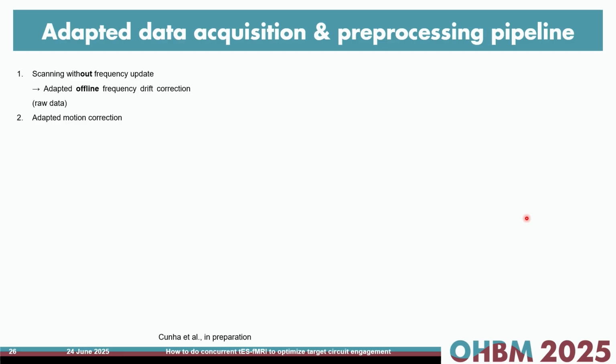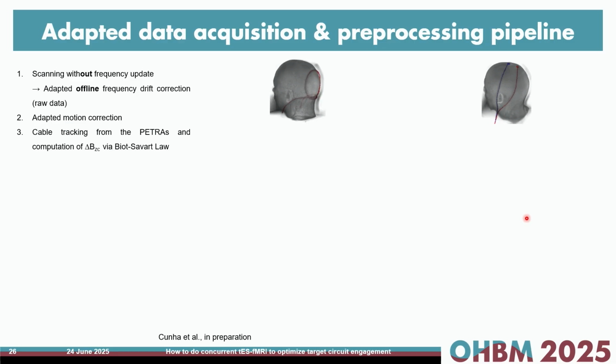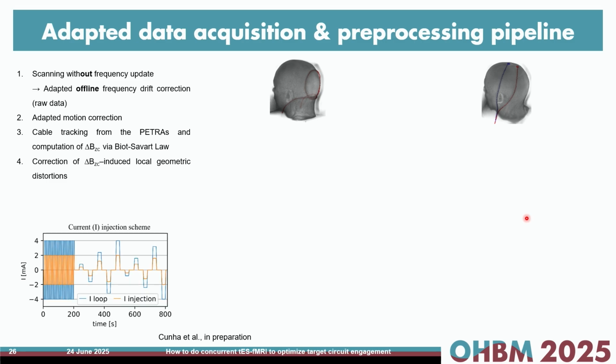Then we would have to do the adapted motion correction pipeline that I just showed you. And because we have a scan where we see not only the electrodes, but also the electrode leads, we could track their path and apply the Biot-Savart law to predict the induced magnetic fields, which we would then correct by knowing the theory of EPI geometric distortions.